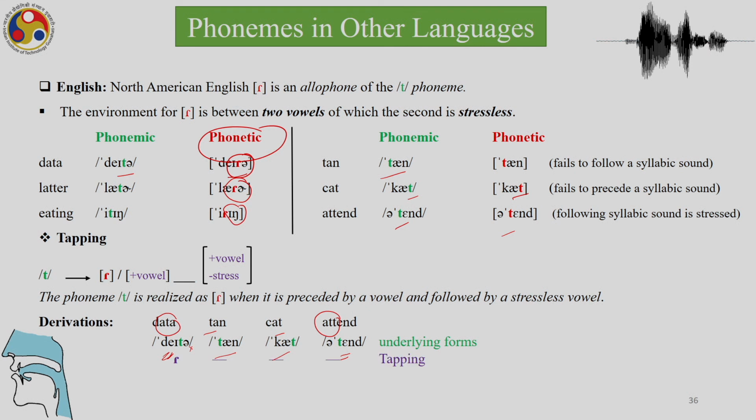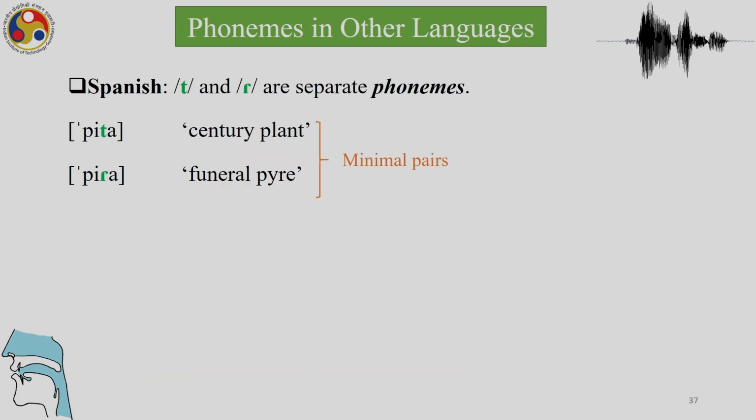So where does the tapping rule apply? In this one, where it is flanked by vowels on both sides and there is no stress. So we have data, we have tan, we have cat, and we have attend. And however, now we have seen that flapping rule in English.